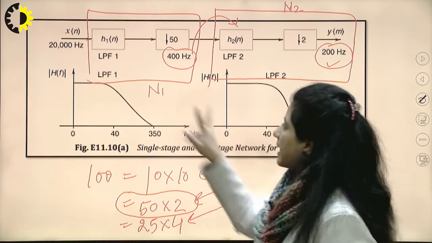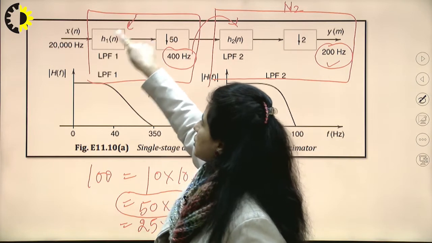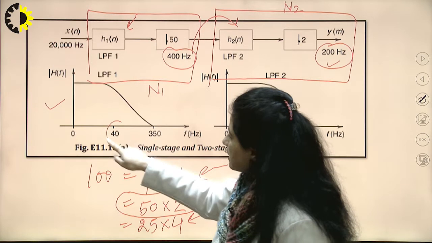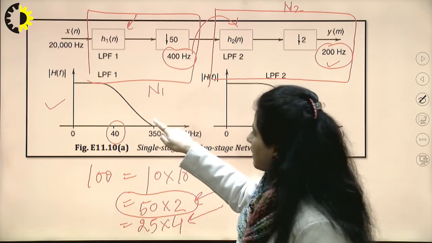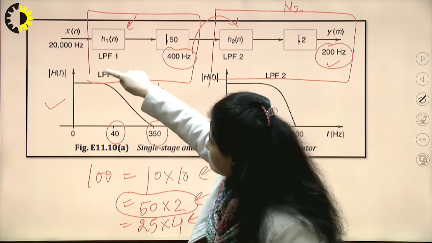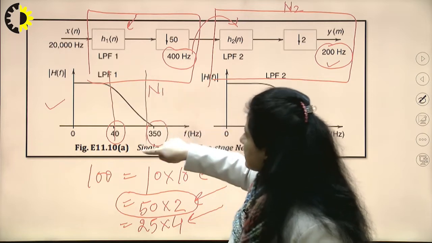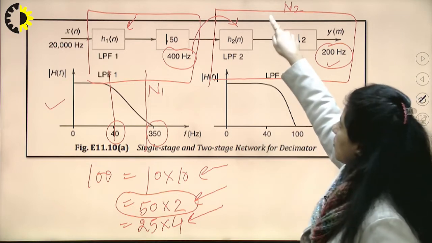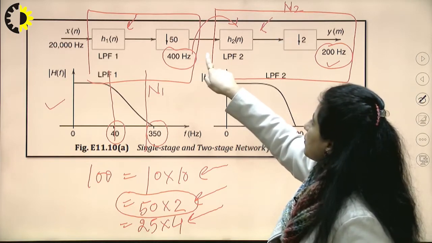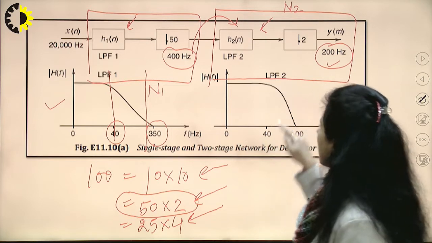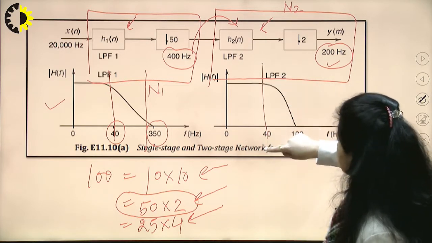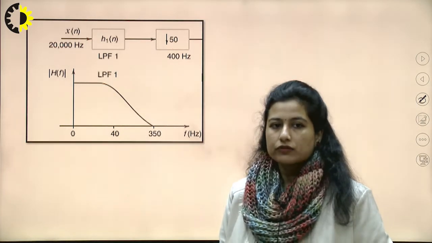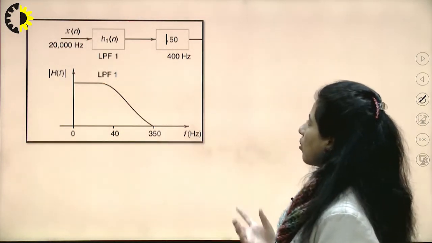So one filter has to be designed, H1(Z), which has this characteristic. The passband frequency is 40, the stopband frequency is 350, and from 40 to 350 is my transition band. Similarly, I'm going to design this low pass filter too, in which the input frequency is 400 Hz, passband is again at 40, and stopband is starting at 100 Hz. So for these 2 stages, let us calculate the order N.